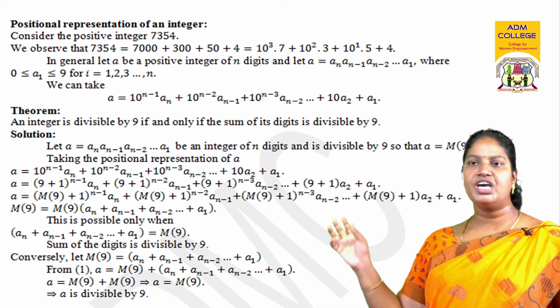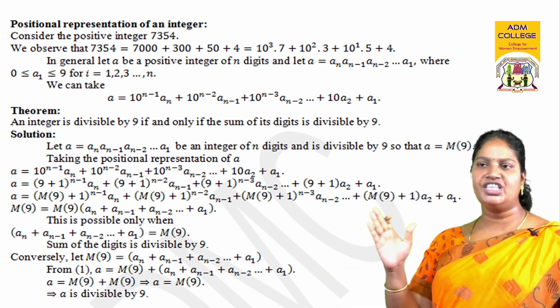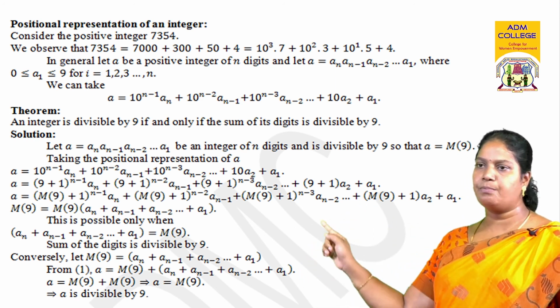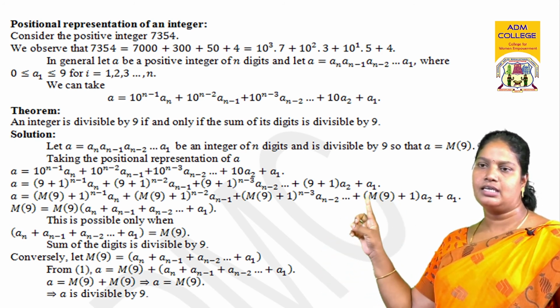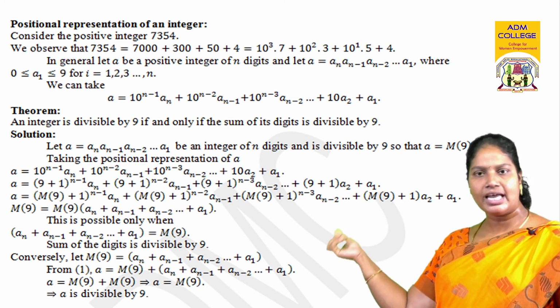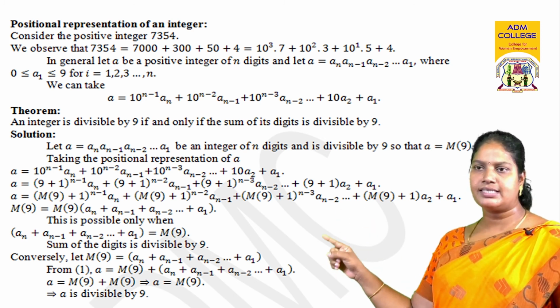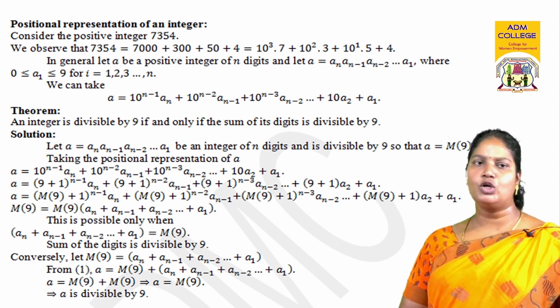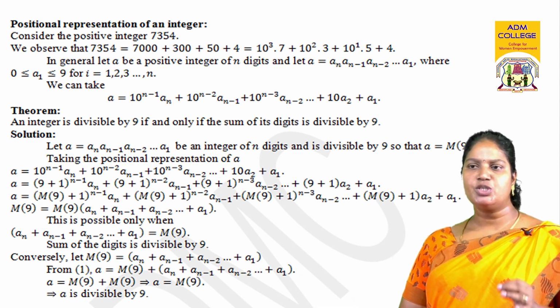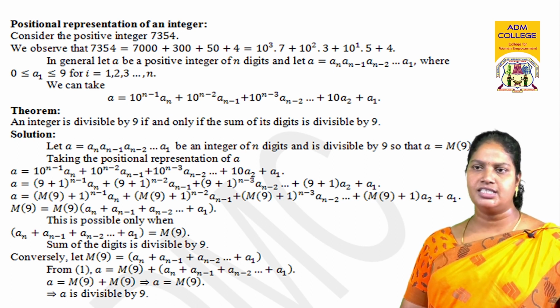For example, we have taken the example 7354. First, we add the digits 7 plus 3 plus 5 plus 4. It is 10 plus 9, that is 19. But for 19, we have to add further. So 1 plus 9 is 10. But 10 is not divisible by 9. So we can conclude that a number is divisible by 9 only if the sum of its digits is divisible by 9.